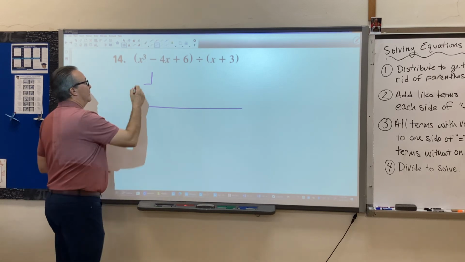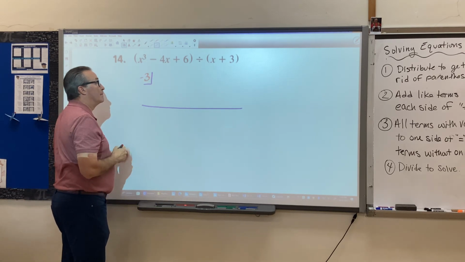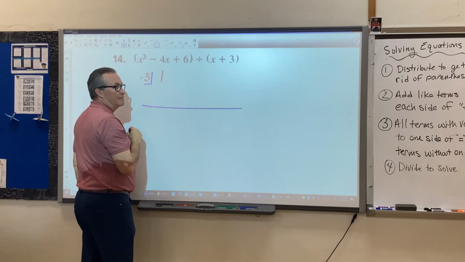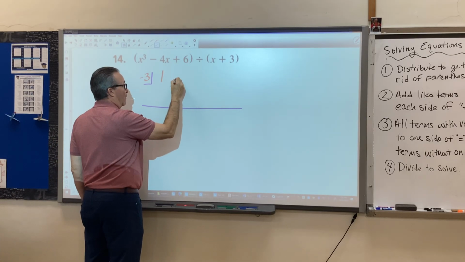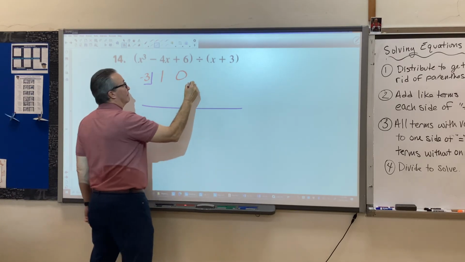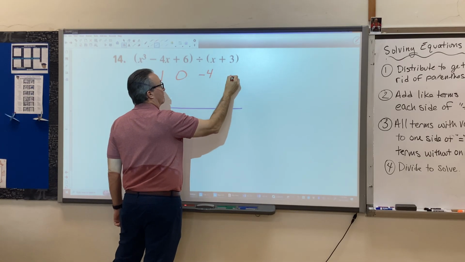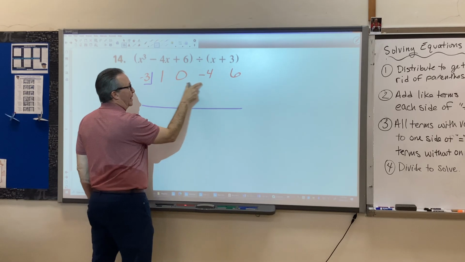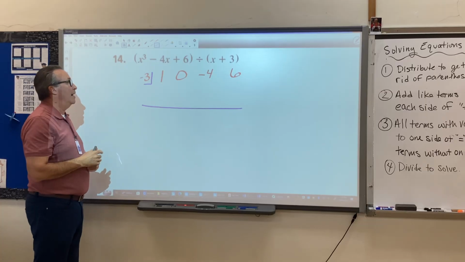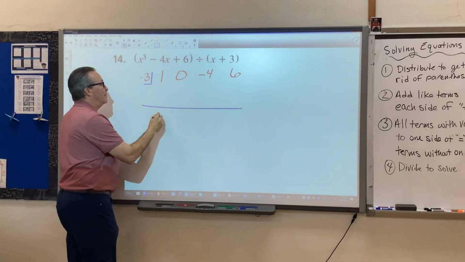-3 in the box. And then 1, 0, 0, the placeholder for x squared. Okay? And then -4 will be 6. Leave a good amount of space so you don't get messed up with each one of your columns. Then 1 drops down.